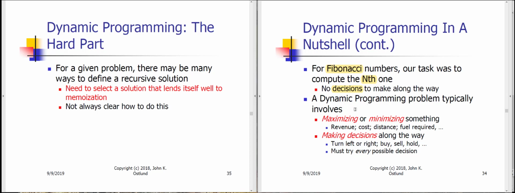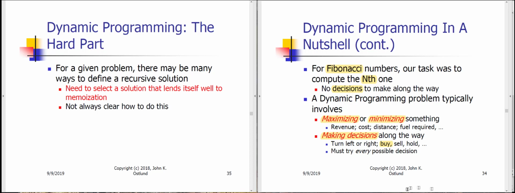A more typical dynamic programming problem usually involves maximizing or minimizing some so-called objective function, such as some cost or some income or some distance or some amount of fuel or something along those lines. And maximizing or minimizing, in turn, is going to require you to make decisions. If you're traveling from one city to another, when you come to an intersection, should you turn left or right? Should you continue straight ahead? If you're dealing with assets, should you, in order to maximize your profit, buy the asset, sell the asset, hold the asset?